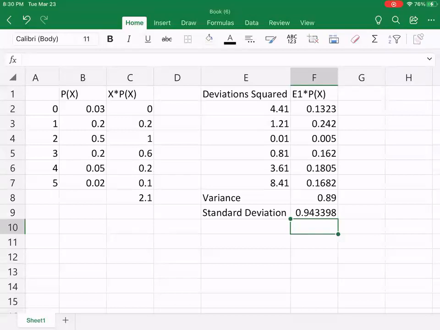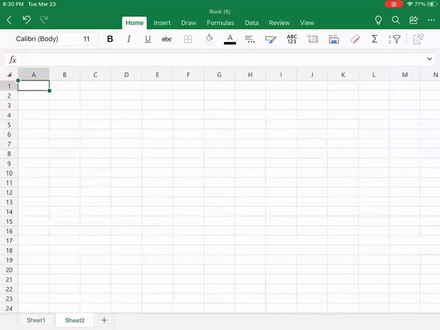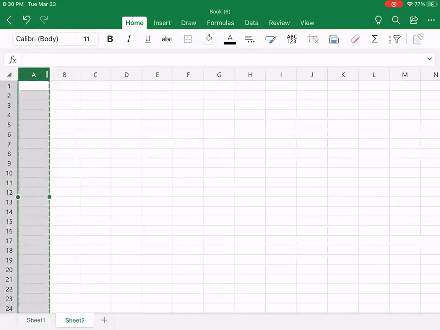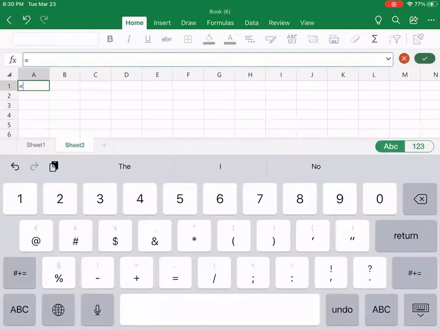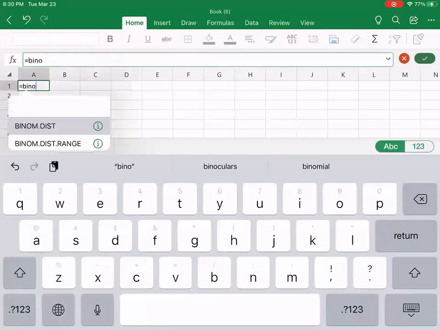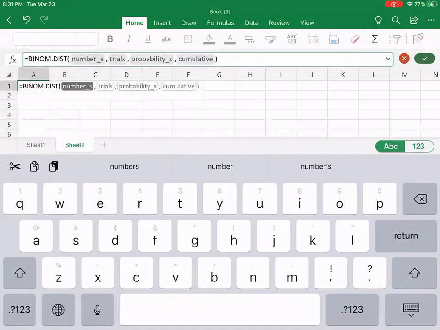We're going to use a formula. In Excel, you have the binomial formula. Start typing in the word binomial, B-I-N. You have the binomial distribution, BINOM.DIST. Binomial distribution does one of two things. It can calculate an exact value for you. Here's how you do it.